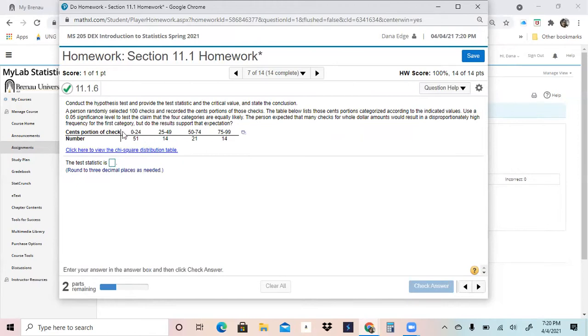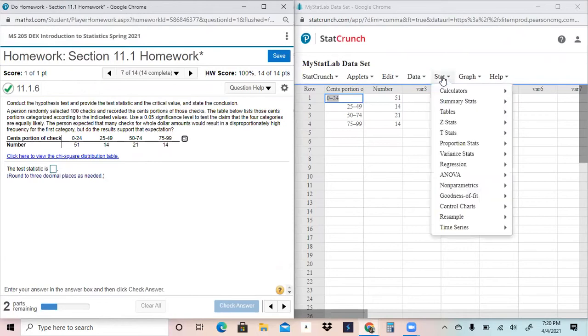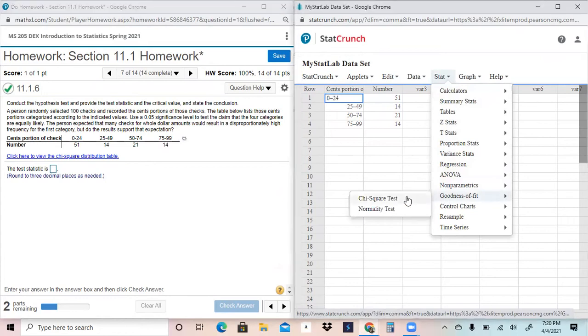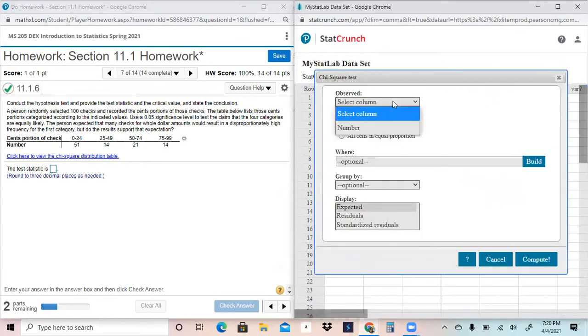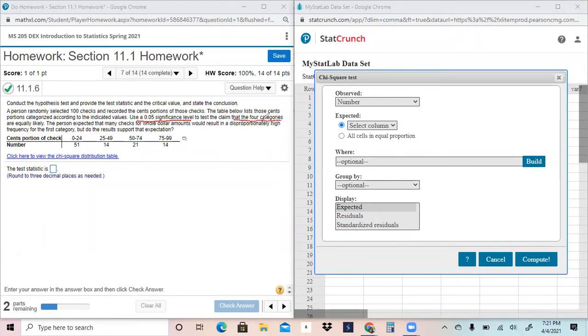Well, nearly over half of the 100 checks fell in the first category where there would be 0 cents, that's therefore whole dollar amounts. But to actually find out, let's open this in StatCrunch. To get the test statistic, go to Stat, Goodness of Fit, chi-squared test. Our observed frequencies are the numbers. We're going to use a 0.05 significance level to test the claim that the 4 categories are equally likely.